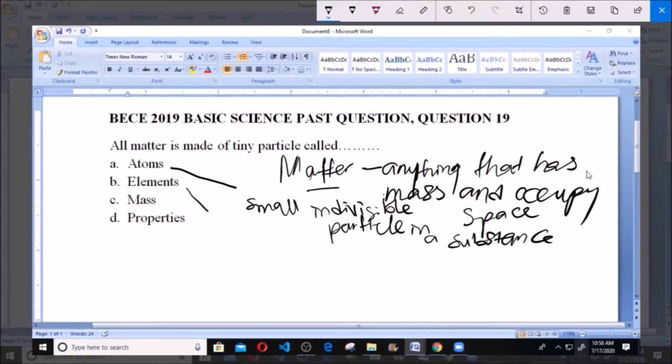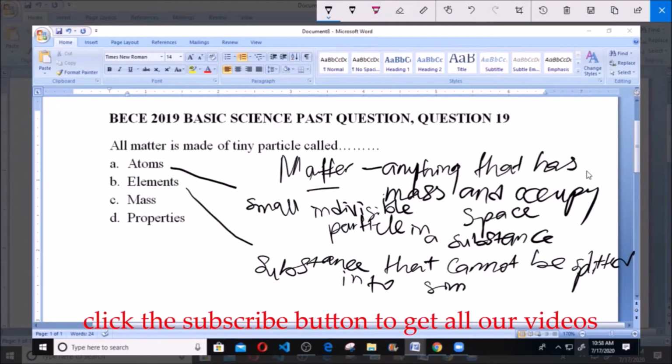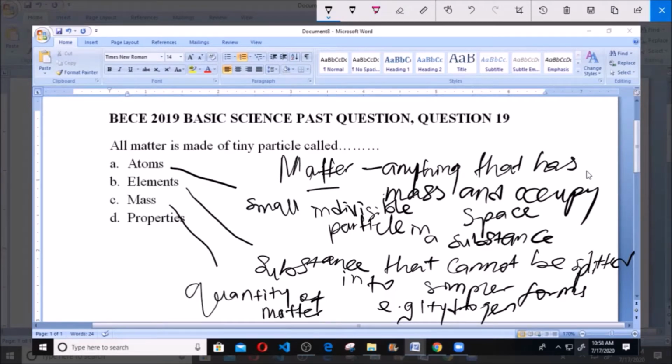While elements, on the other hand, are substances that cannot be divided or split into simpler forms. So elements are substances that cannot be split into simpler forms. An example of an element is hydrogen. Hydrogen is an element. Then mass here, on the other hand, is the quantity of matter in an object.